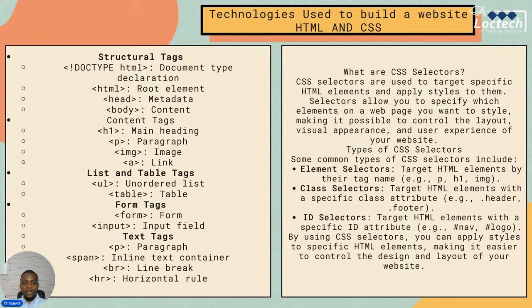The difference between both selectors is that the class selector, like I said, uses a dot or a full stop, and the ID selector uses what? A hashtag, right? So that's the difference. By using CSS selectors, you can apply these styles to specific HTML elements, making it easier to control the design and layout of your website, right?